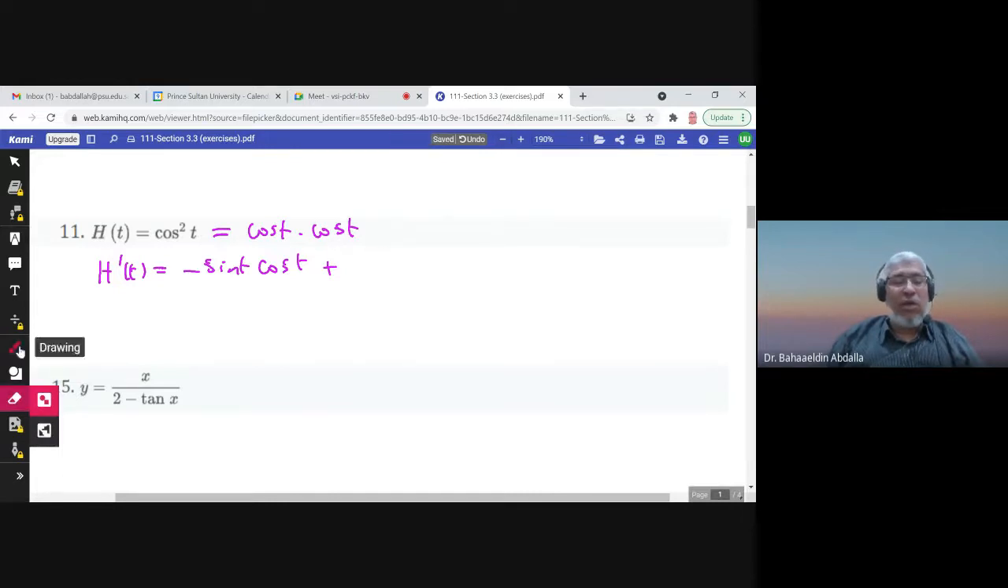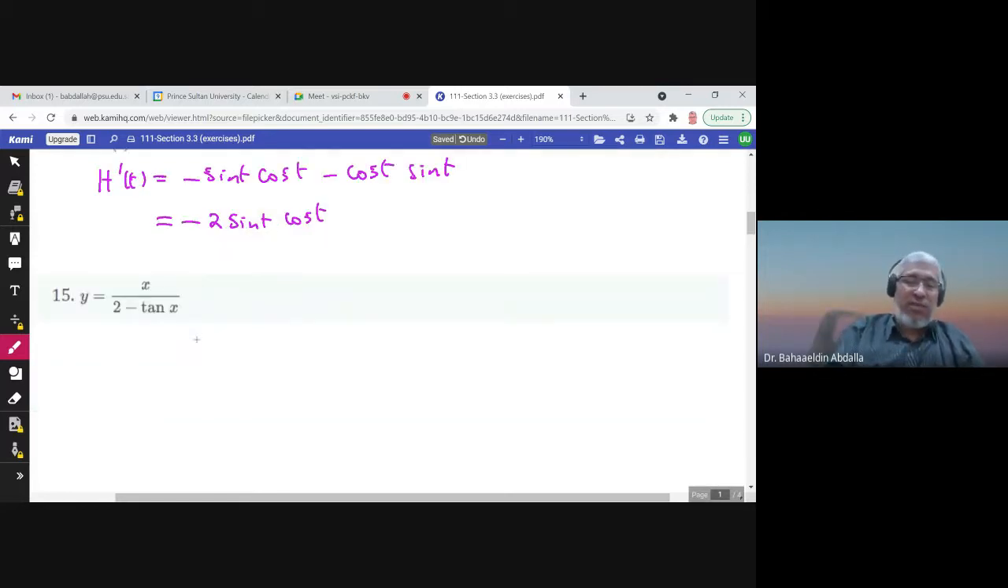the first cosine as it is, and the derivative of the second cosine is negative sine t. So this negative, which I'm going to write here, will make this negative, okay? So I have -2 sine t cosine t. This is the derivative of cosine squared t.